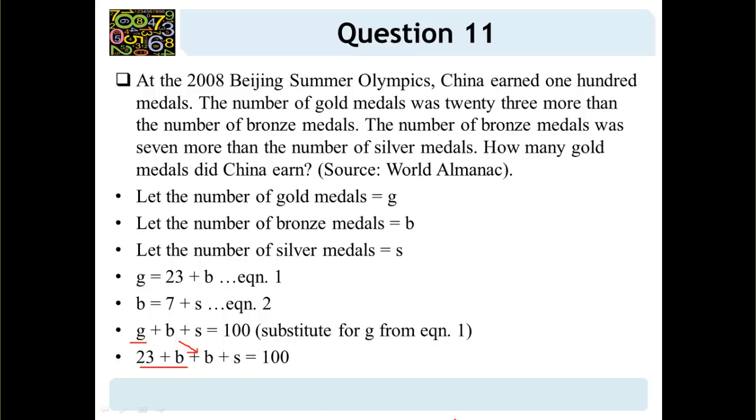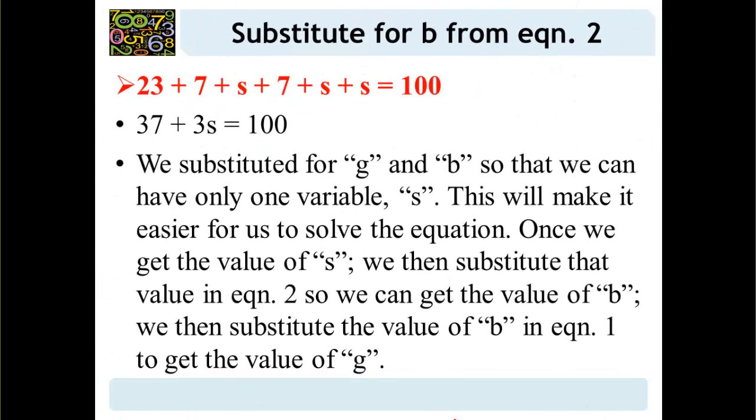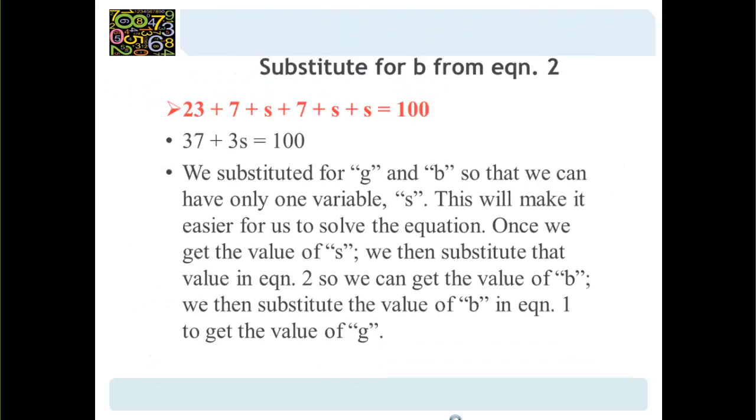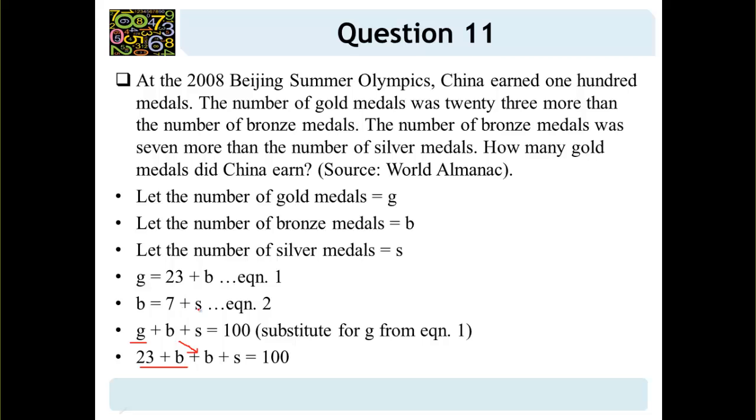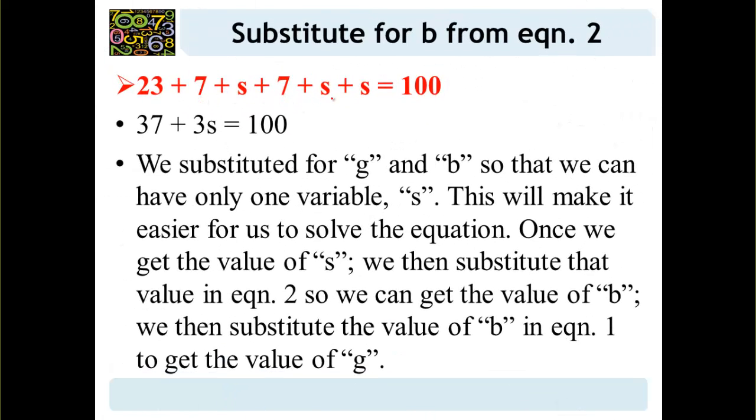But we want all of them to be in just one variable. So what do we do next? We still substitute. We substitute for B. B is 7 plus S. So we substitute 7 plus S for B. So we have 7 plus S plus 7 plus S plus S equal to 100. That gives us 37 plus 3S is equal to 100. So we substituted for G and B so that we can have only one variable, S. This will make it easier for us to solve the equation.